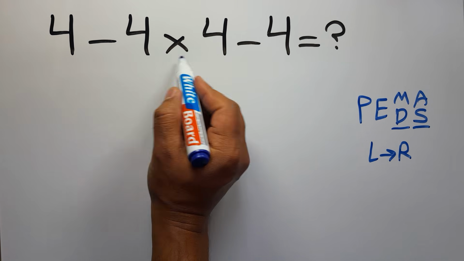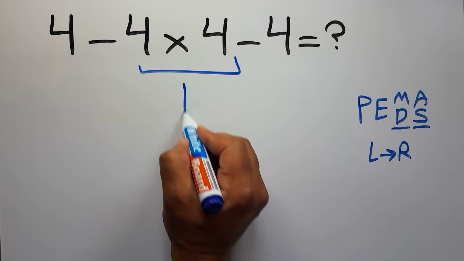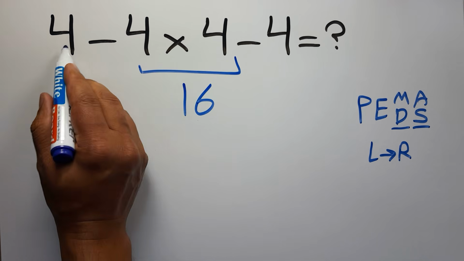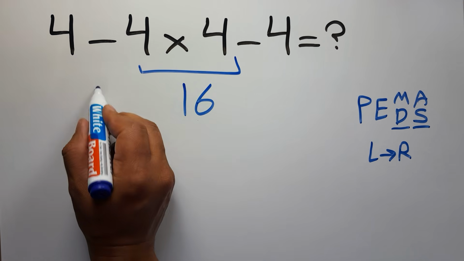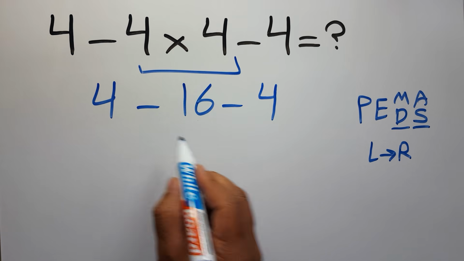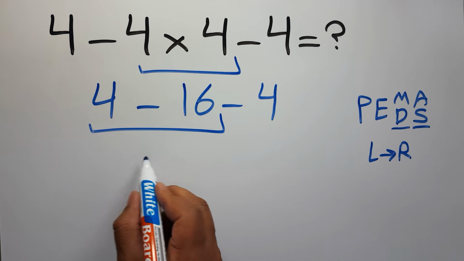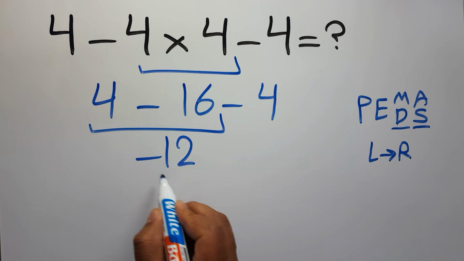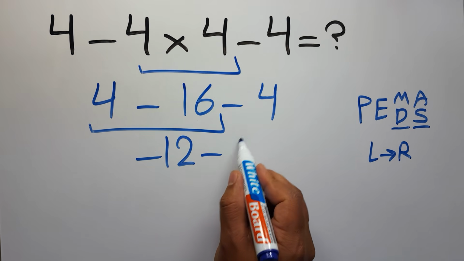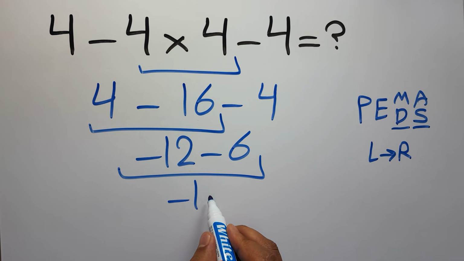So first we have to do this multiplication. 4 times 4 equals 16. So we have 4 minus 16 minus 4. Now we have to do this subtraction. 4 minus 16 gives us negative 12.